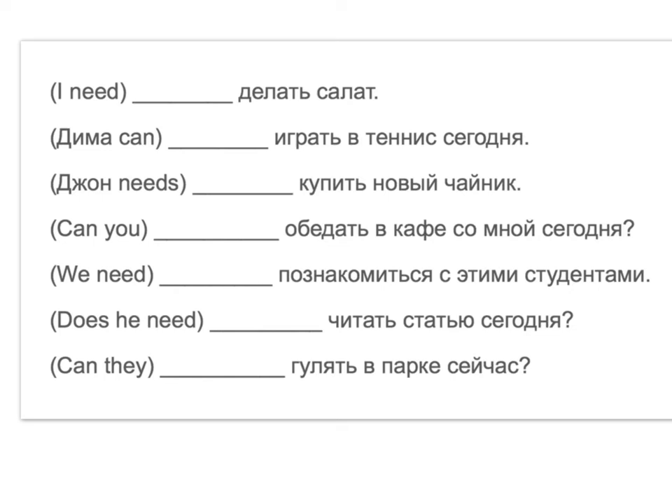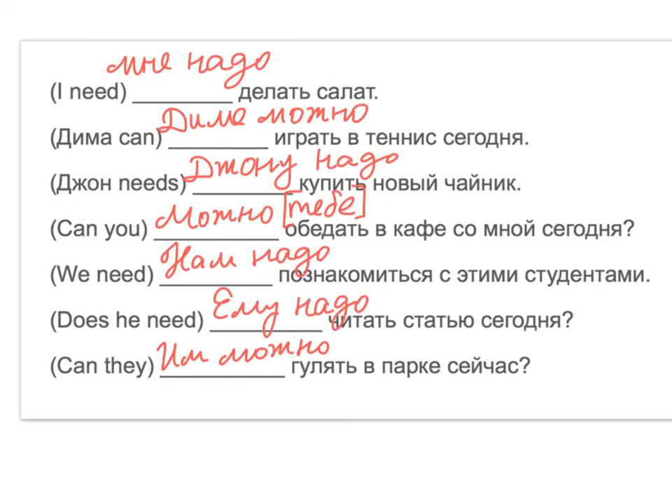Try these. I need to make a salad. Мне надо делать салат. I just want to briefly remind you that if in the context it's clear who needs to do the thing, then oftentimes the dative part will be left out. So if I say, надо делать салат, and it's clear that it's me who needs to do it, I'm likely to leave out мне.